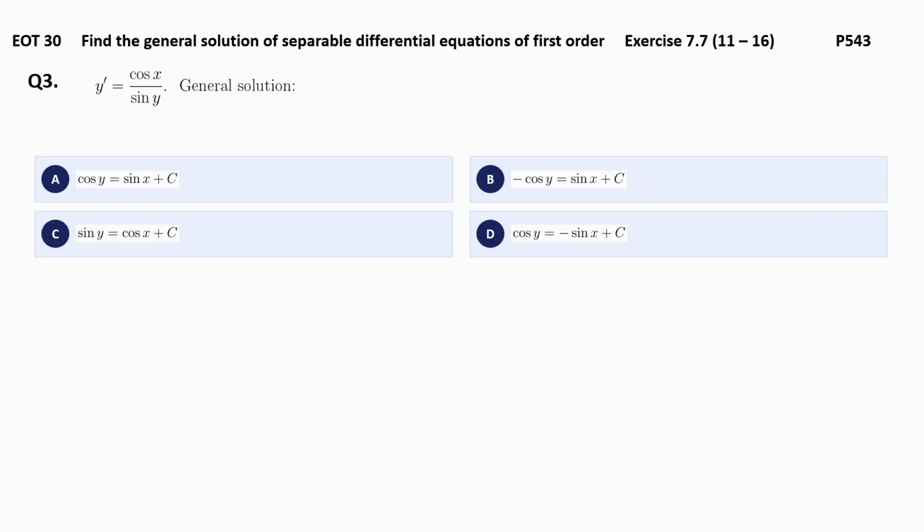Now let's move to question number 3. That's very simple. y prime can be rewritten as dy by dx. So when you group, you will get sine y dy. That's equal to cos x dx.